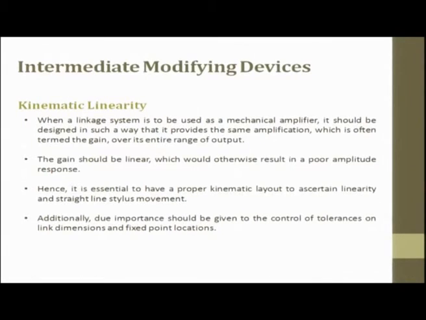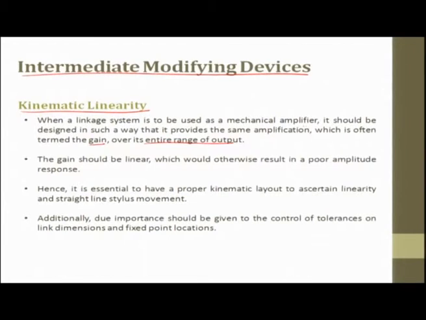So, now we have seen the primary part. Now, we will move to the next part, which is the intermediate modifying device. Here, kinematic linearity is very important. When a linkage system is to be used as a mechanical amplifier, it should be designed in such a way that it provides the same amplification, often termed as gain, over its entire range of output. A linkage system is used as a mechanical amplifier.